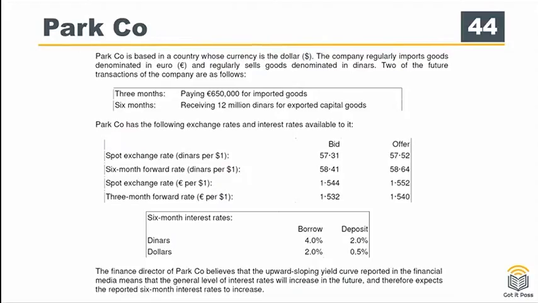Parco company here is based in a country whose currency is the dollar, and the company is regularly importing goods denominated in euro, so its foreign currency is euro, which is the payment in euro, and regularly sells goods denominated in dinars. So it's exporting products to a country whose currency is the dinar, so it has receipts in dinars. Two of the future transactions of the company are as follows. In 3 months' time, it needs to pay euro 650,000 for imported goods. And in 6 months' time, it will receive 12 million dinars for exporting capital goods.